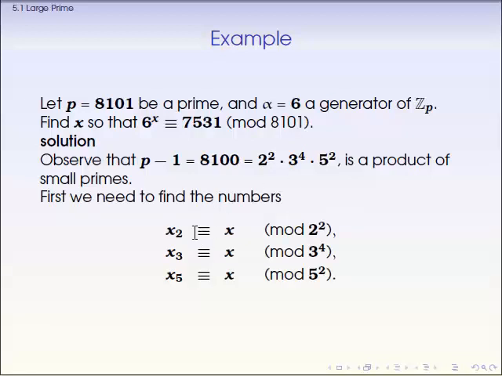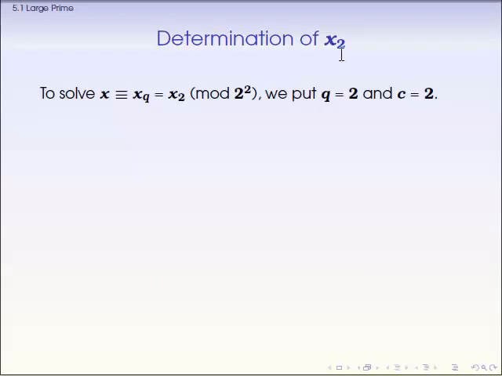So we are looking for x modulo each of these factors, and I just name them x2, x3, and x5, which is easier to figure out for what moduli. First, let's decide x2. Then we are looking for x congruent to x2 modulo 2 squared. At this moment, temporarily, we put q for that prime and c for the power of that prime. At this moment, both of them are 2.